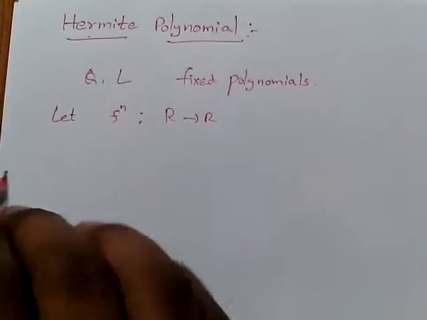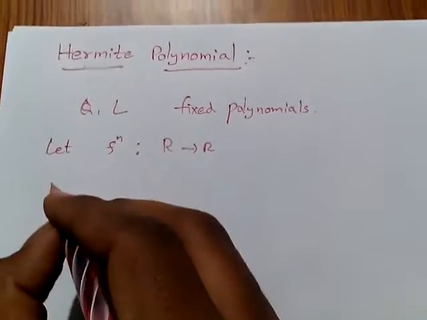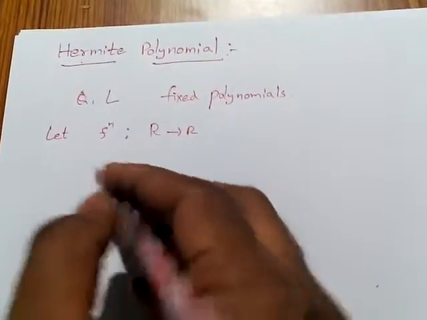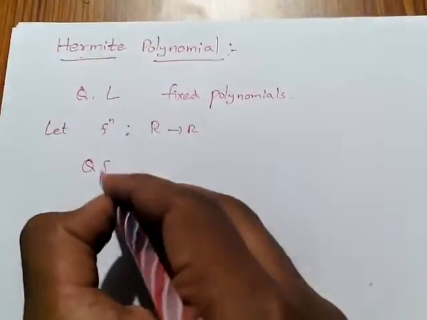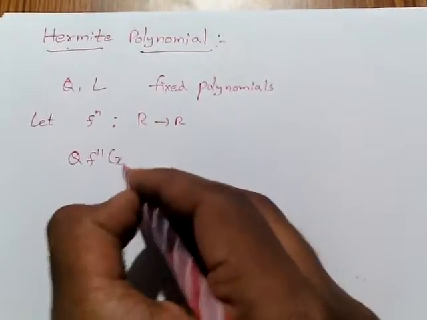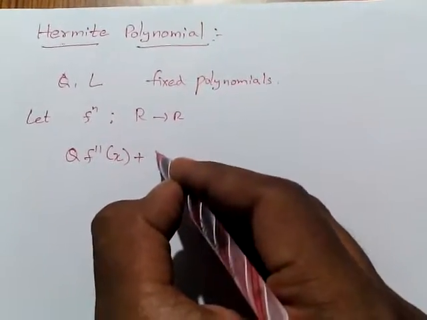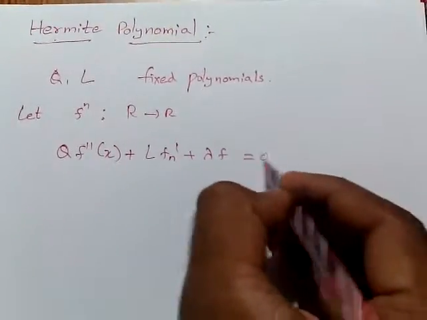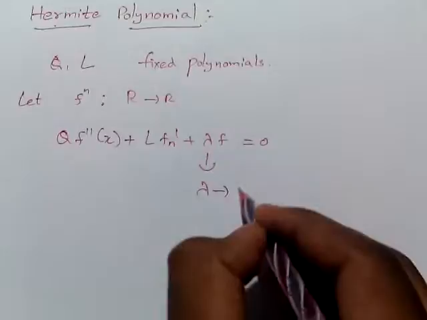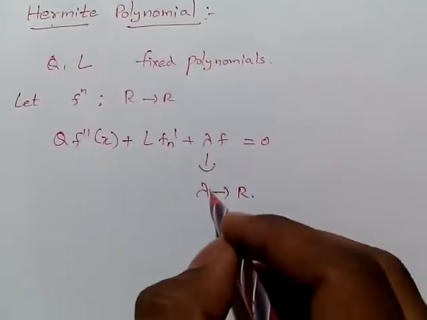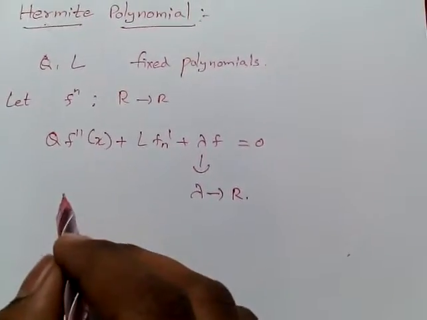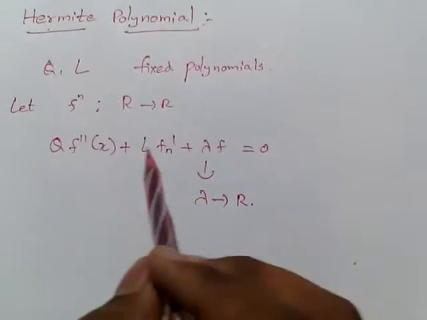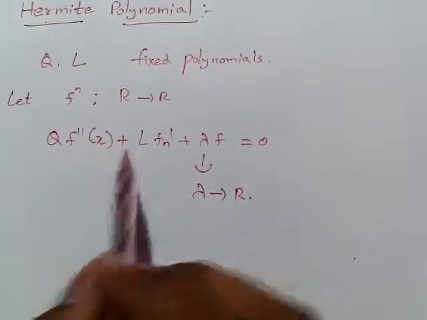And generally orthogonal polynomials is the solution of the differential equation which I am going to write below. This is the differential equation which the solution is the orthogonal polynomial. Here lambda belongs to R, means lambda is some constant, and this Hermite polynomial has wide range of applications. Not only Hermite polynomial, these orthogonal polynomials have wide range of applications.